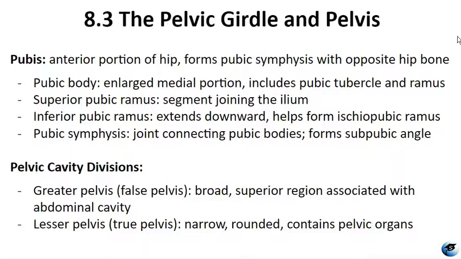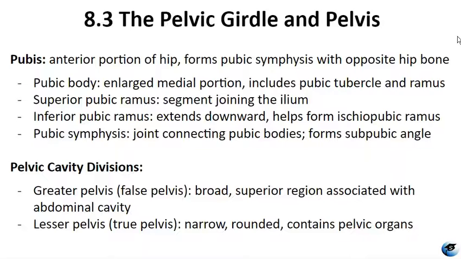The hip's anterior portion comprises the pubis, which forms the pubic symphysis when united with the opposite hip bone. Within the pubic bone, the pubic body, an enlarged medial portion, includes distinct features such as the pubic tubercle and ramus. This ramus further divides into the superior pubic ramus, connecting to the ilium, and the inferior pubic ramus, extending downward to contribute to the ischiopubic ramus formation. At the junction of the pubic bodies lies the pubic symphysis, a joint that forms the subpubic angle.